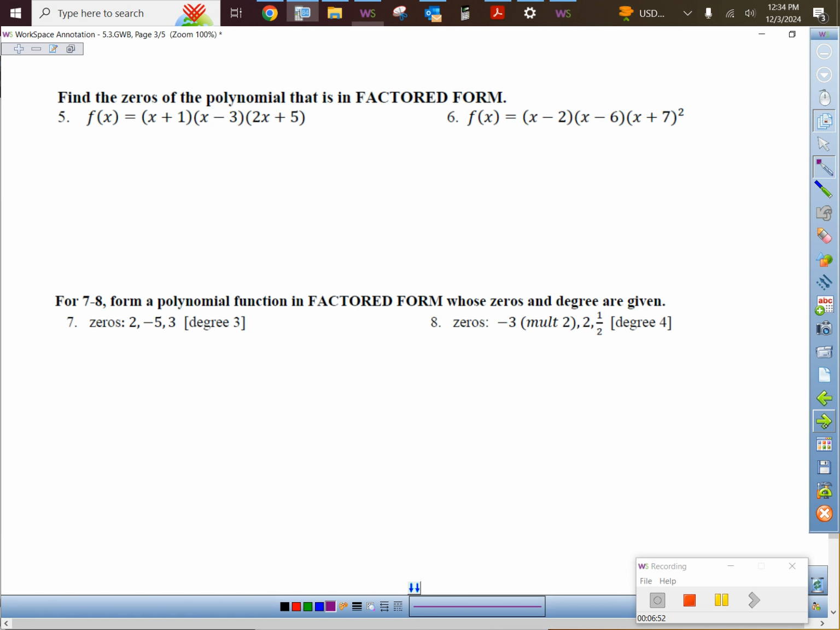So the next section is way easier. It says find all the zeros of these guys. It is given to us in factored form already. That is amazing sauce because when it is in factored form, the zeros are just the dudes that make that guy 0. So this one, what makes him 0 is negative 1. What makes him 0 is 3. And what makes him 0 is the opposite of this guy over that guy. So negative 5 over 2.